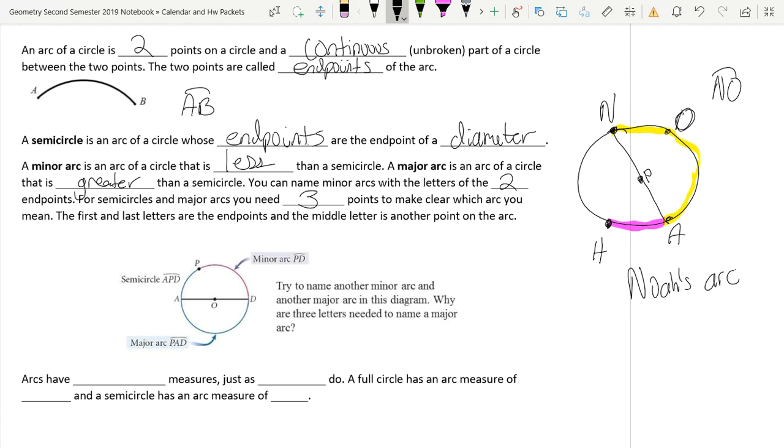To make it clear which arc you mean, the first and last letters are the endpoints, and the middle letter is another point on the arc, such as NOA. That would be a semicircle. What's another semicircle? NHA. What about a major arc? NOH, major arc. Or NAH. Wait, are NOH and NAH the same arc? They sure are. We don't need to say Noah's Ark. We can just say NA arc or NO arc. So there we go.